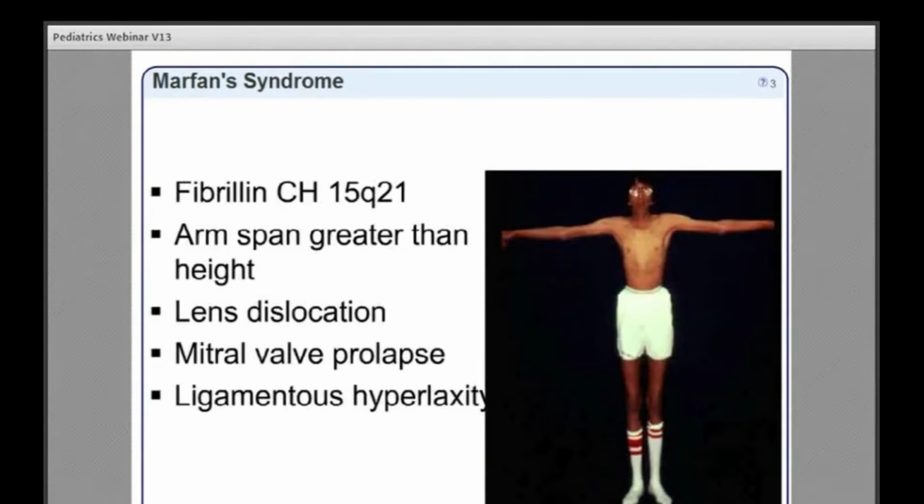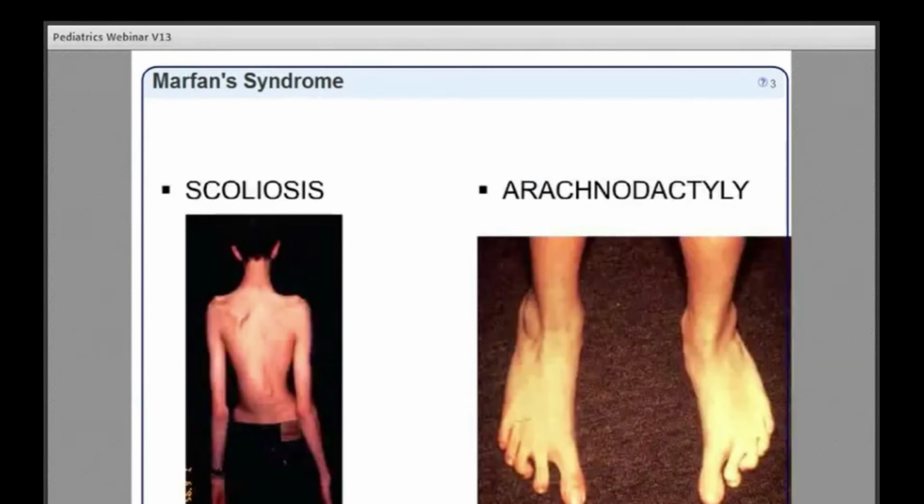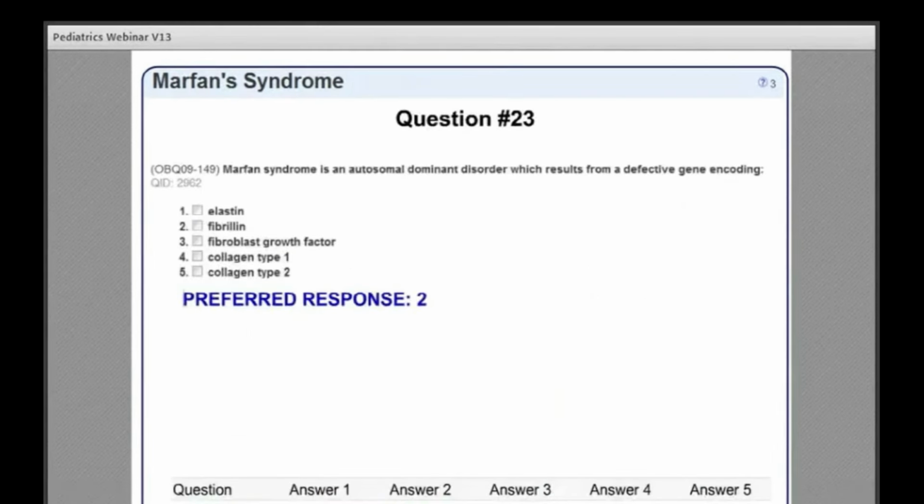The answers to the questions that you need to know for Marfan syndrome involve chromosome 15. Occasionally they'll throw that curveball in there to make sure you understand that's the location. But fibrillin is the product of that chromosome and that location. They have an arm span greater than the height, lens dislocations, mitral valve prolapse, and significant ligamentous hyperlaxity. The musculoskeletal ailments include scoliosis and significant arachnodactyly.